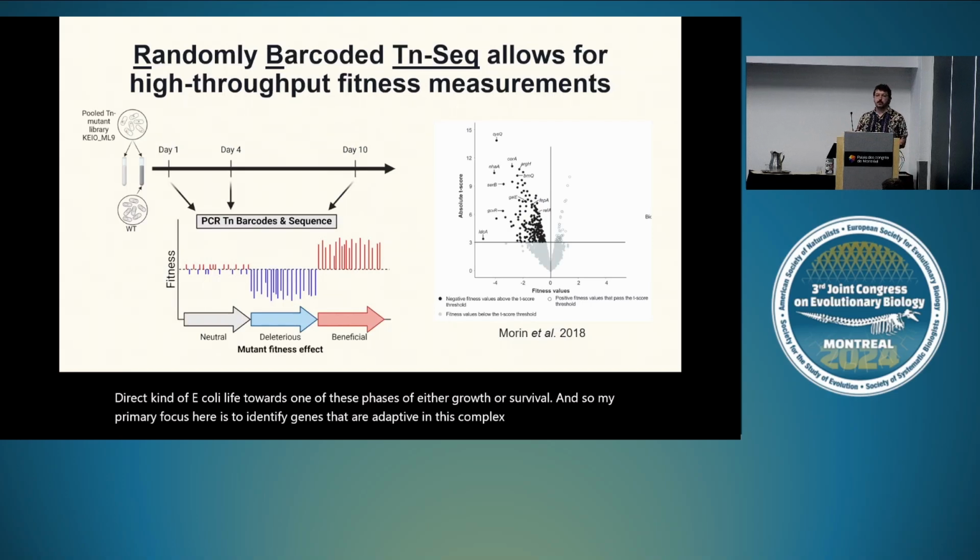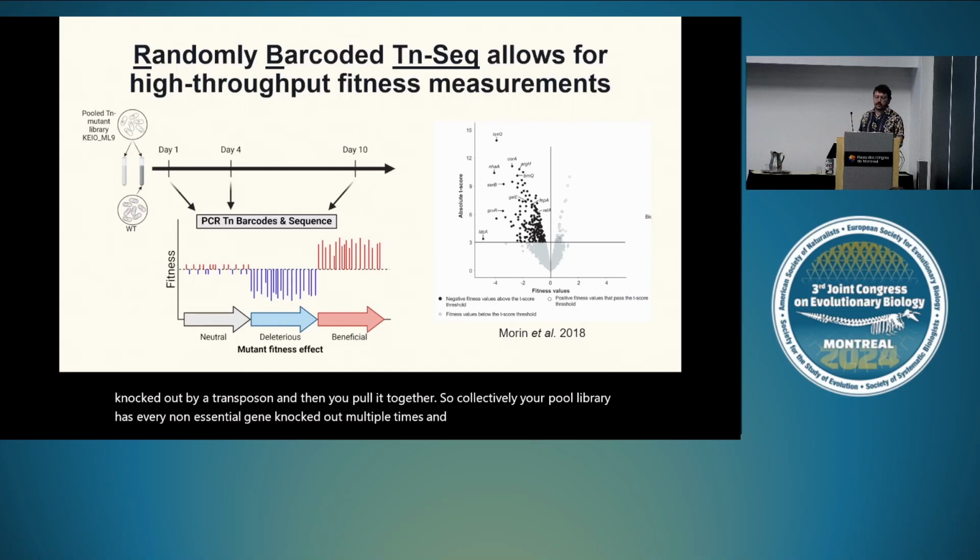An excellent tool for this is a high-throughput genetic screen using transposon mutagenesis. In particular, I'm using this bar-coded library created by the Deutschbauer and Arkin groups a while ago in E. coli. The method is called randomly bar-coded TN-seq, or RBTN-seq. Here I take this library where each cell has one gene knocked out by a transposon, and then you pool it together. Collectively, your pooled library has every non-essential gene knocked out multiple times.